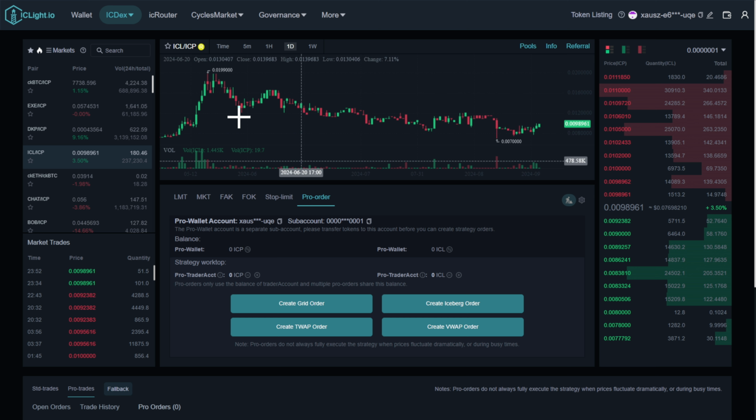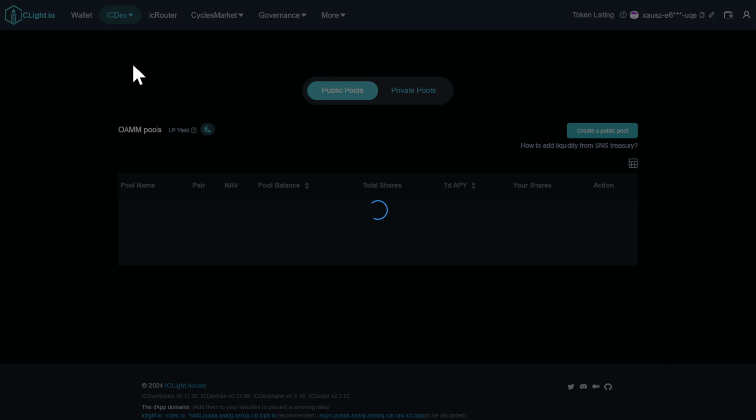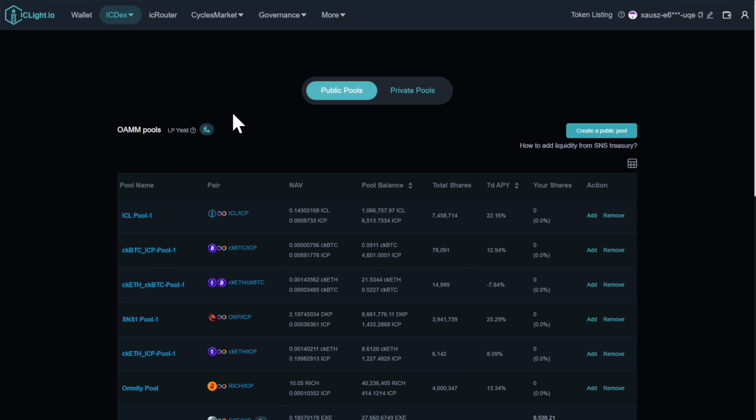Now, to get started with pooling on ICDEX, all we need to do is navigate to the Pools page here under the ICDEX dropdown. And this will take us to the main pooling interface. From here, we can see the full list of available pools, and we also get stats for each pool, which includes the NAV or net asset value per share, pool balances, and the total shares allocated to participants.